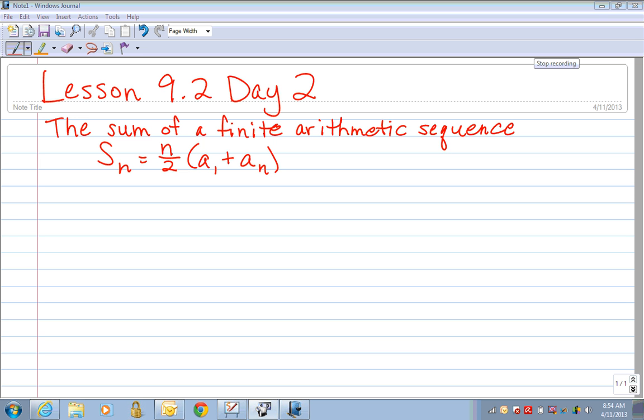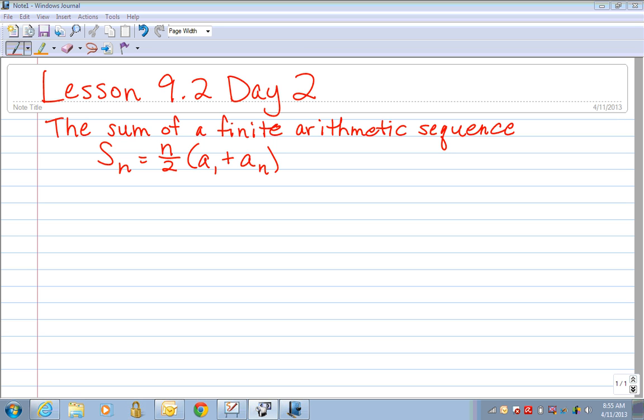Today we're looking at the sum of a finite arithmetic sequence, and this is when n represents the number of terms like it has been. Then we have the sum of those terms equals the number of terms divided by 2 times the quantity of the first term plus the last term.